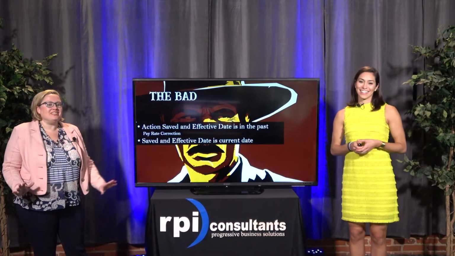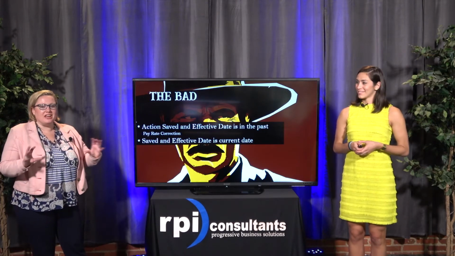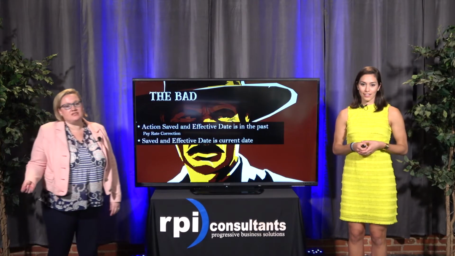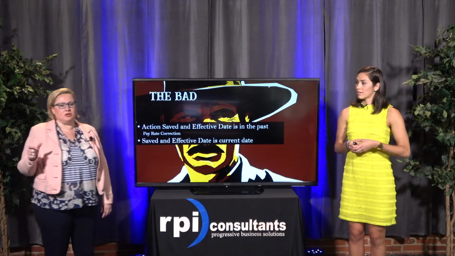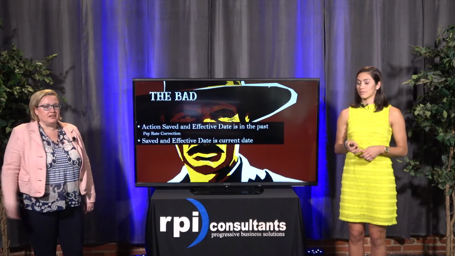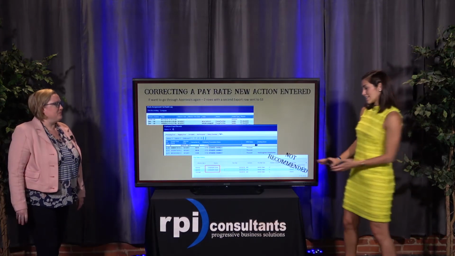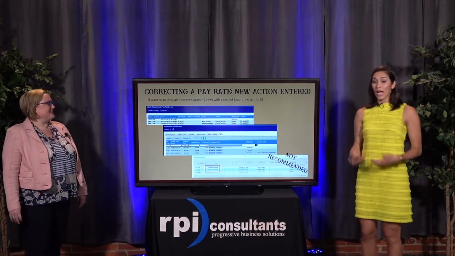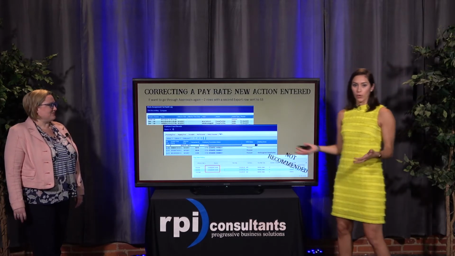So now we're going to start getting into some of the messier, trickier ones that we hope will shed some light and really help you out here. The bad: we're going to take a look at an action that was saved and the effective date is in the past, and there's a data element like a pay rate that needs to be corrected, or saved and the effective date is today's date. So this is one way you can do it. It's not the way we totally recommend it, but we want to show it to you to explain why we don't recommend it and what it's going to look like in case this is the way that you've done it or this is the way you had to do it.